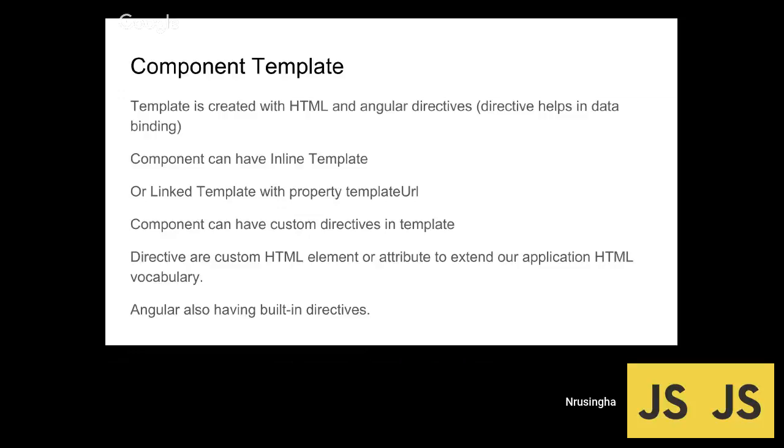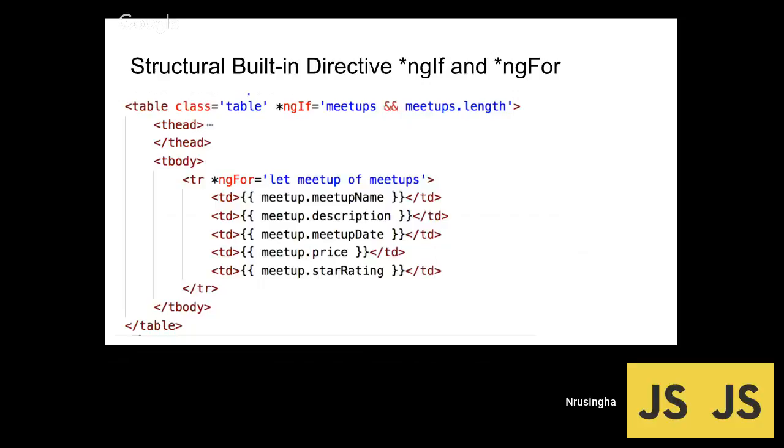So directives are nothing but again custom HTML elements or attributes to extend our application HTML vocabulary. If you see our index.html page, which we just saw, we are using this app-root. If we go to plain HTML, there is no element called app-root. But we have created that custom HTML element, so that's called your directive. And Angular also has a few built-in directives. We'll see that in coming slides.